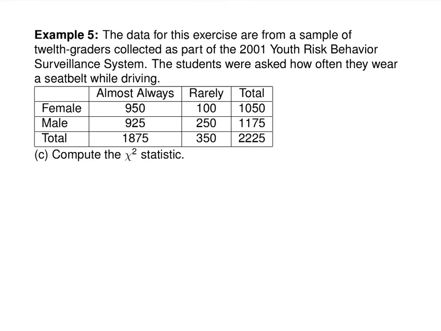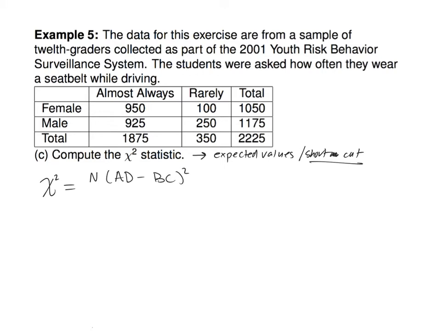Okay, compute the chi-squared statistic. And here, because you have a 2x2 table, you have two options. You can find expected values, or you can use the shortcut. And I'm inherently a bit lazy, so I'm going to use the shortcut. That shortcut formula tells us that the chi-squared statistic is given by N times (AD minus BC) squared over C1, C2, R1, R2.